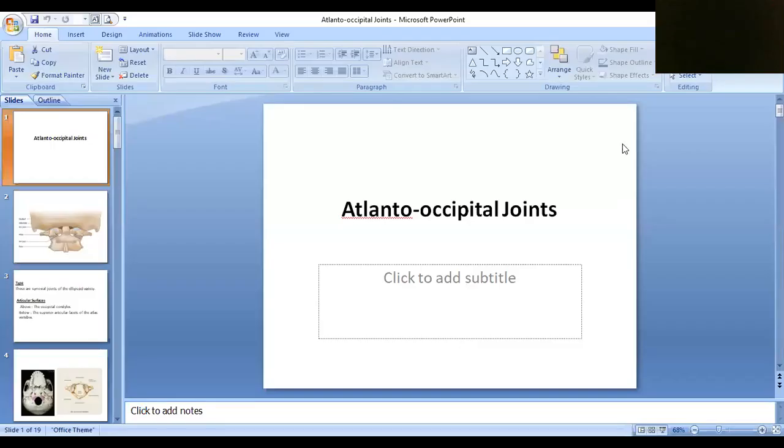Dear students, today we are going to discuss the atlanto-occipital joint and the atlanto-axial joint. First one, the atlanto-occipital joint, between the atlas and the occipital bone.